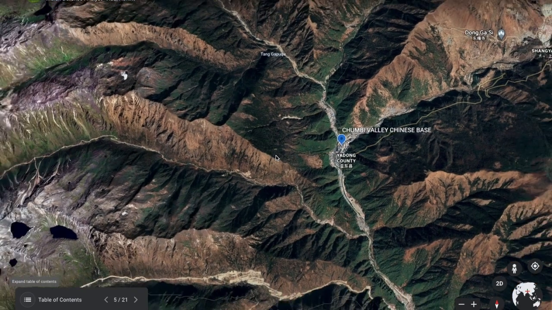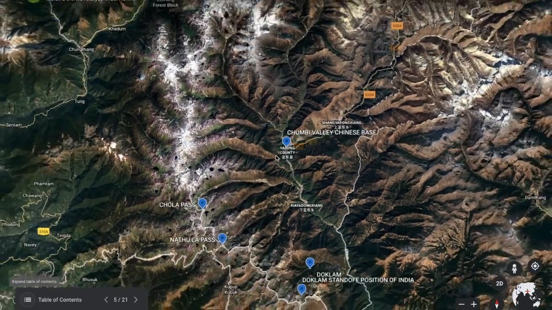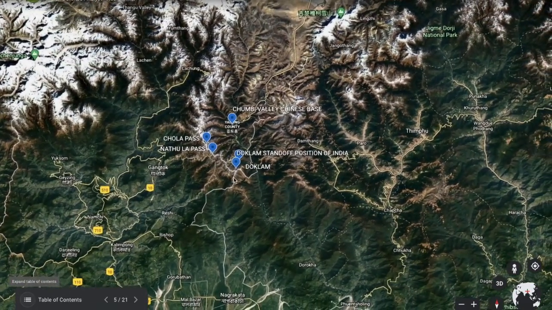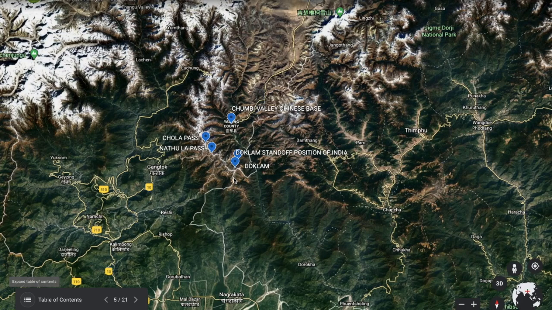Now Doklam, which is located at the tri-junction border between India, China and Bhutan, is disputed by China, which obviously does not surprise anyone. I would like to clearly mention here that India does not claim this region but comes to the assistance of Bhutan, as the latter is a protectorate of India.